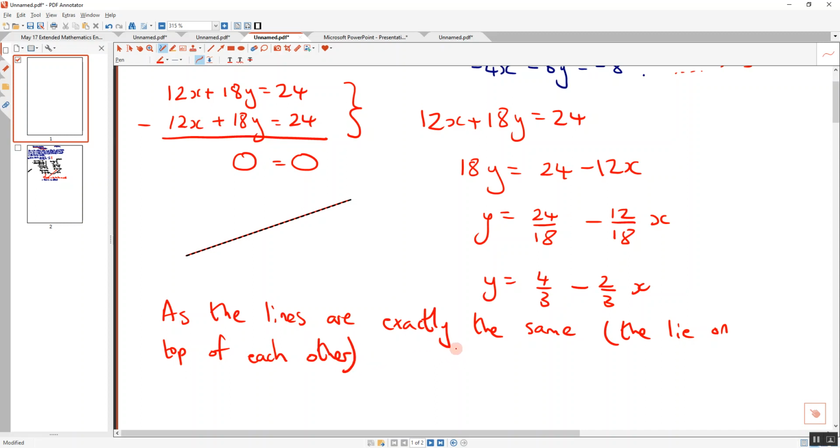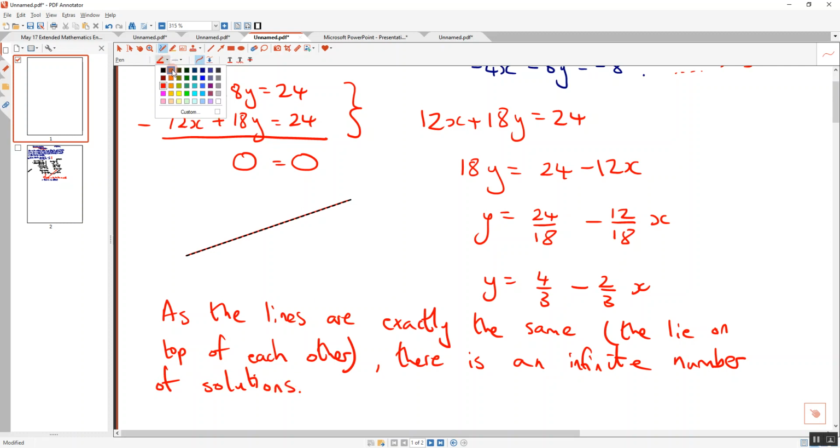So what does that tell us, Maya? That there's an infinite number of intersections. Okay, good. Or solutions, whatever you need. An infinite number of solutions.